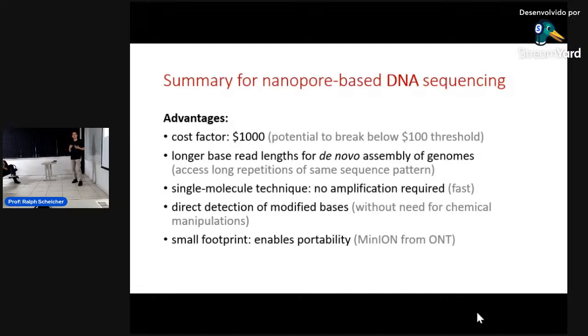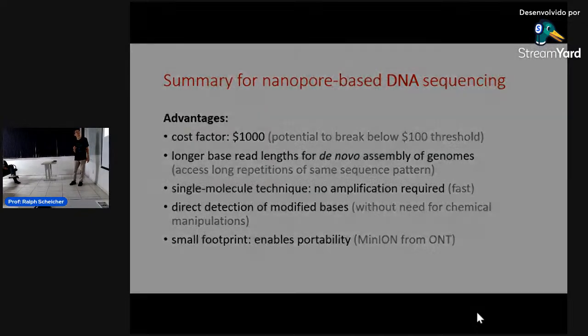So that makes it easier then to assemble the entire genome because the puzzle pieces are larger, basically, and therefore fewer. No amplification is required. It works in principle just with the genetic material that is there in the sample. Modified bases, for example, epigenetic modifications could be directly detected.